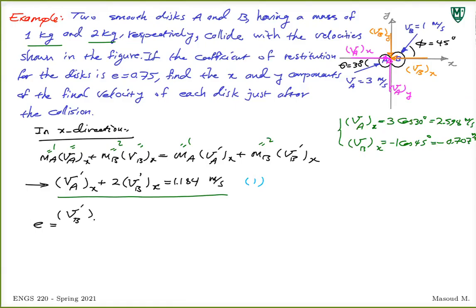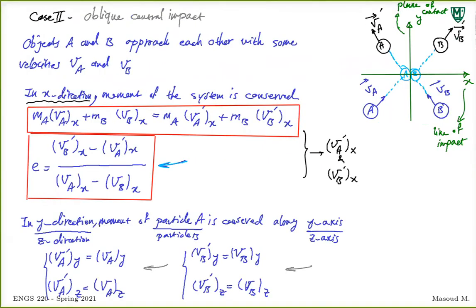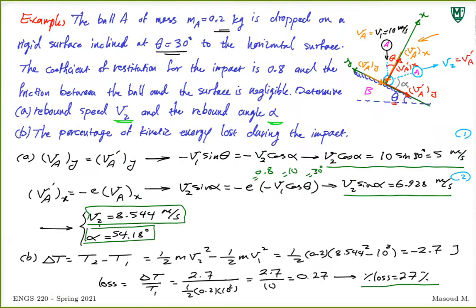VB prime X minus VA prime X. I have to double check correctly. Then VA X minus VB X. Just double check the equation. VB prime X minus VA prime X versus, before the impact, VA X minus VB X. All right.